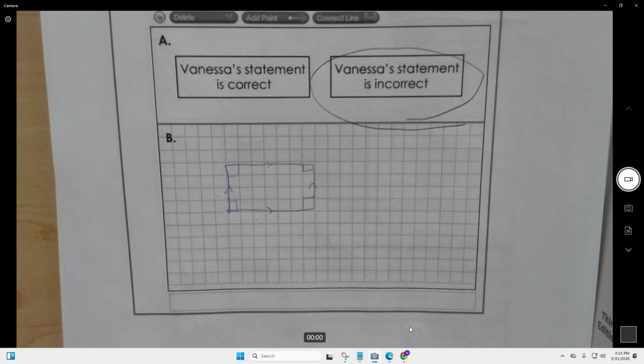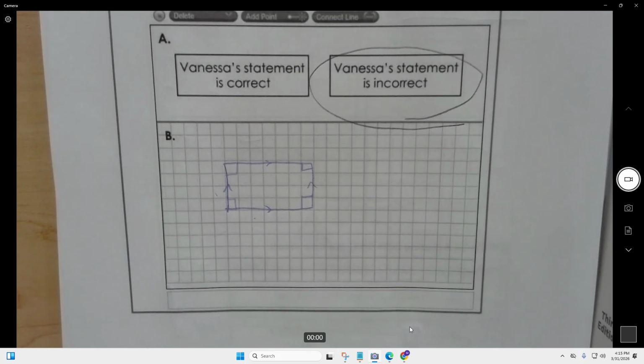Okay? This follows all the rules of parallelograms. All rectangles are parallelograms, but not all parallelograms are rectangles. So her statement is incorrect, because you can just draw a rectangle.